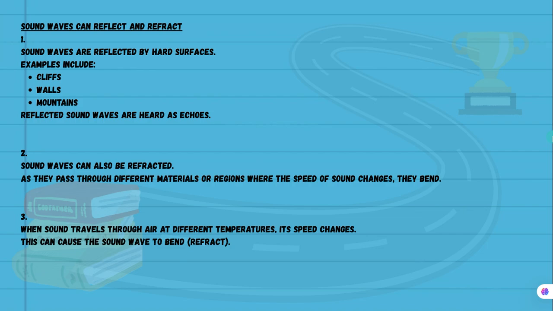Sound waves can also be refracted as they pass through different materials or regions where the speed of sound changes. They bend. When sound travels through air at different temperatures, its speed changes. This can cause the sound wave to bend, or refract.